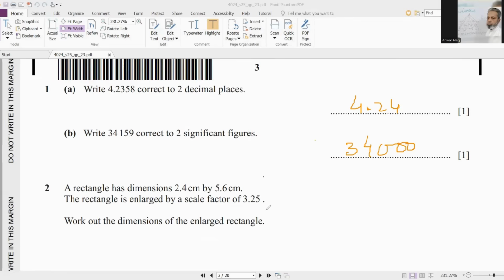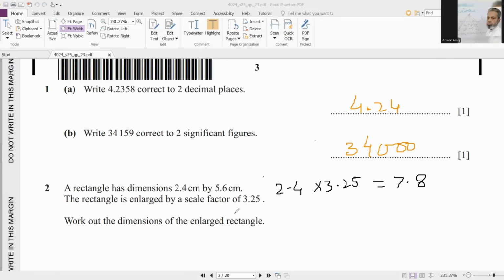A rectangle has dimensions 2.4 and 5.6 centimeters. So the rectangle is enlarged by a scale factor of 3.25. So here you will simply multiply the dimensions 2.4 and 5.6 by the scale factor 3.25. So 2.4 multiplied by 3.25, your answer will be 7.8.